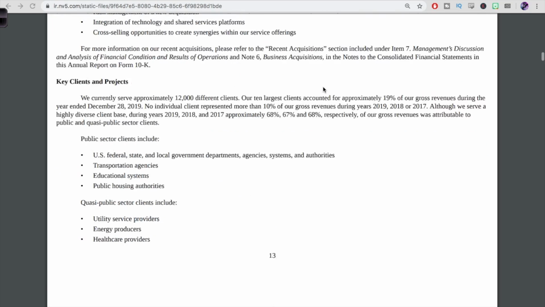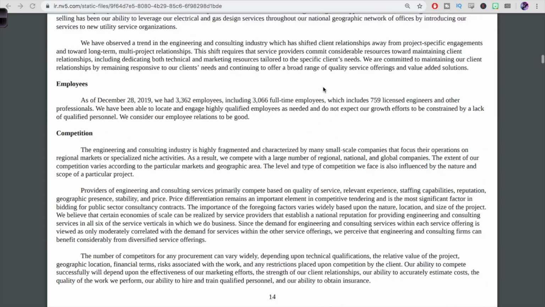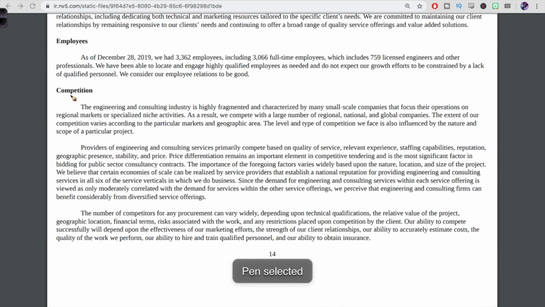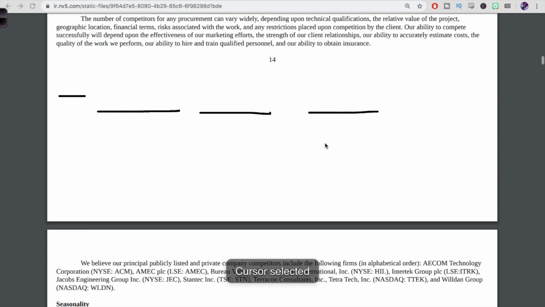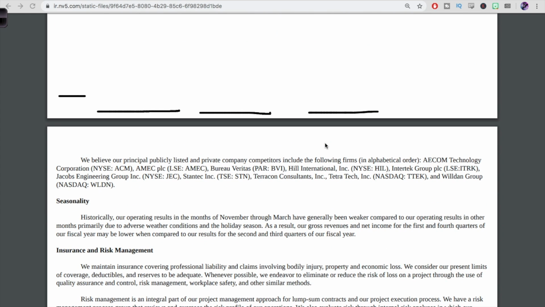Now, going down a little more, we come to the competition section, and this is where the company talks about their competitors, right? The engineering and consulting industry is highly fragmented and characterized by many small-scale companies. I love how plainly this company lists out their competitors, right? We believe our publicly listed and private company competitors include the following firms. And then they straight up just list a bunch of companies that they think are their main competitors. And this makes it so much easier for me that I have them all laid out right here.